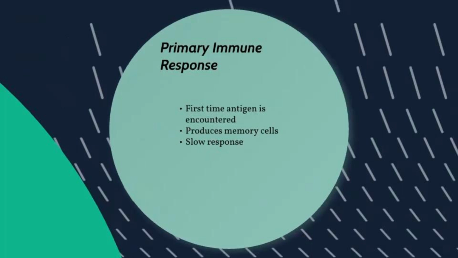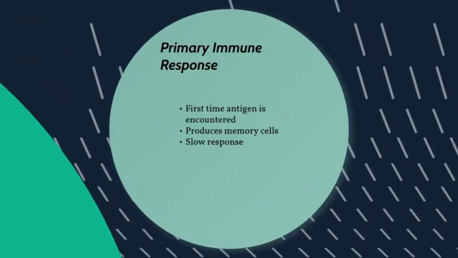So basically the primary immune response is the immune response we have when we first encounter an antigen for the first time, and this is quite slow as we have to have the antigen interact with the cells and they have to undergo this clonal expansion.